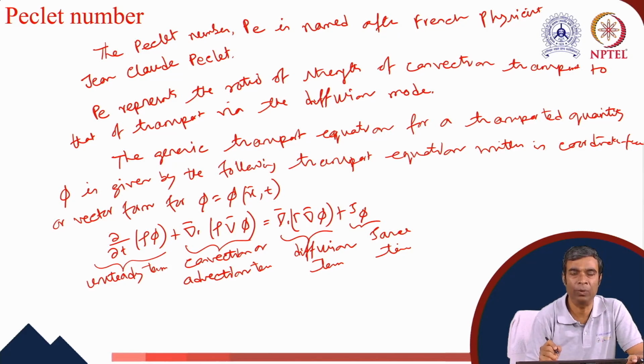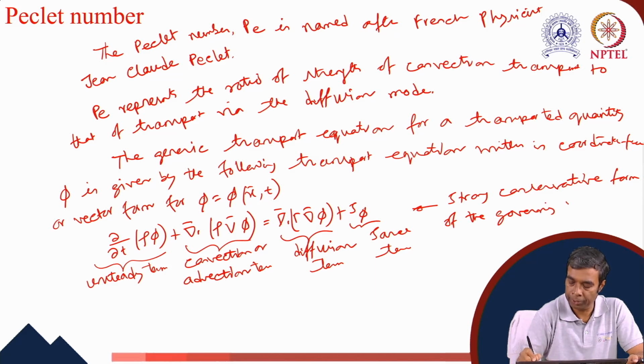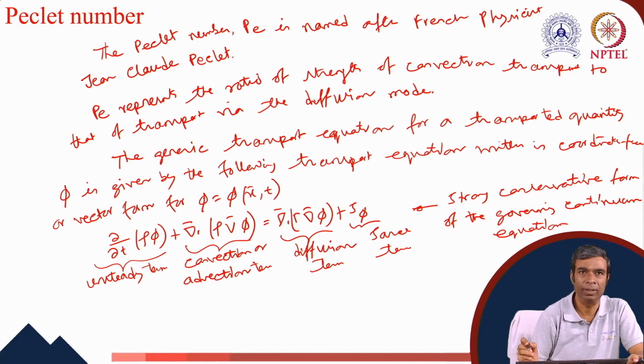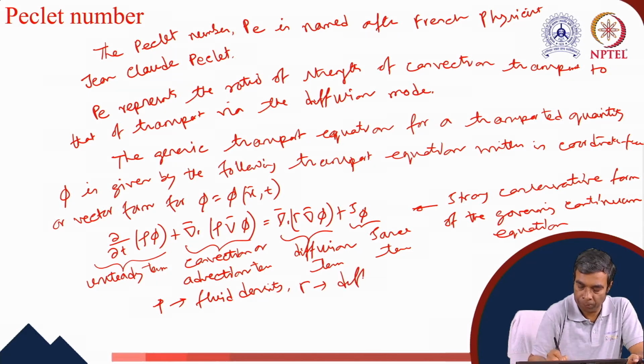This particular presentation, where the convection and diffusion fluxes are considered, is known as the strong conservative form of the governing continuum equation. This equation has already been discussed. Now, here rho is the fluid density and gamma is the diffusion coefficient.